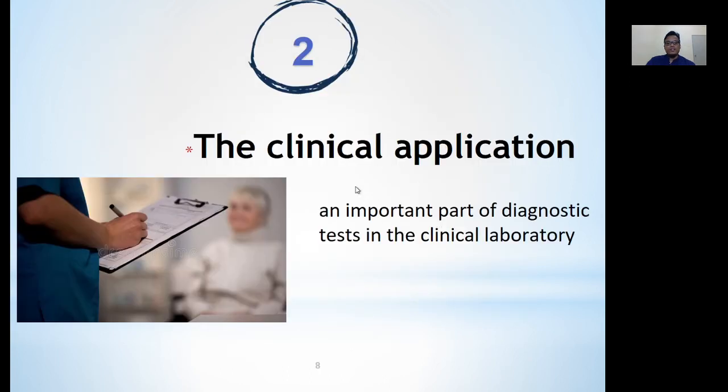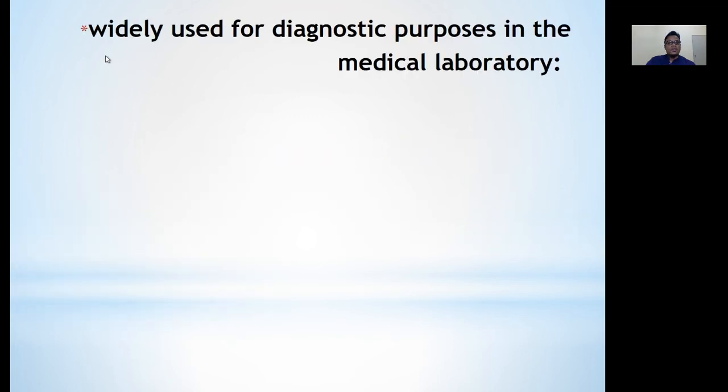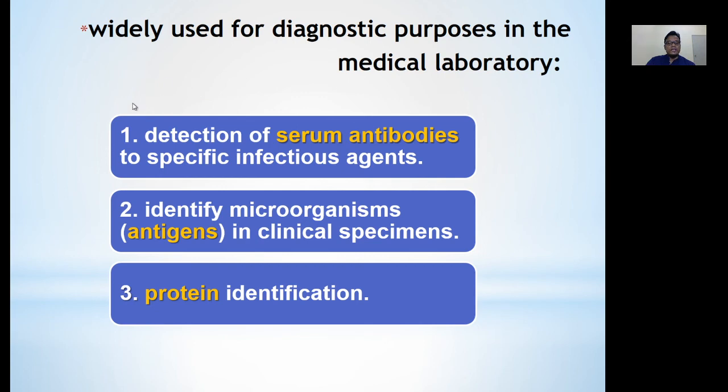For the clinical application of serological tests, they are a very important part of diagnostic tests in the clinical laboratory in the hospital. Widely used for diagnostic purposes in the medical laboratory, basically they are used to detect three types of stuff. First, detecting the serum antibodies that are produced to a specific infectious agent, just like we talked earlier, the patient exposed to COVID-19 produces the antibodies. So we are detecting the antibodies.